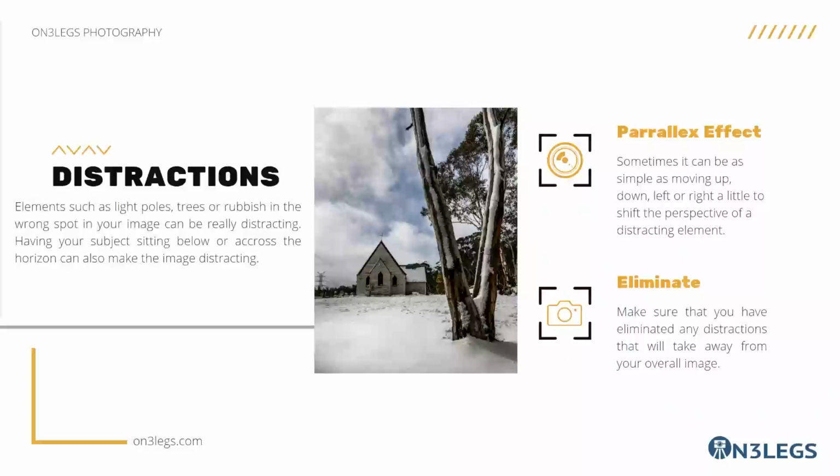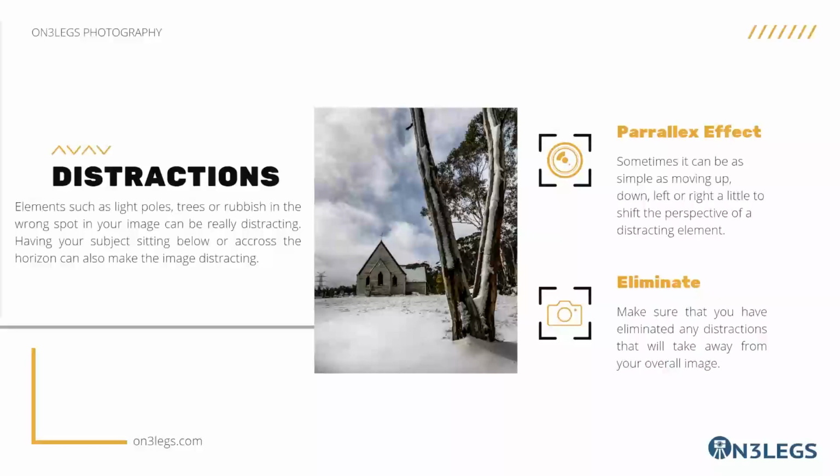Third one is then look out for distractions. Elements such as light poles, trees, rubbish, vehicles, anything like that in the wrong spot in your image can be really distracting. So having your subject also sitting below or across the horizon can also make your image distracting. So there's some few things that you can do. The first one is to understand parallax effect, which is something as simple as moving up, down, left or right a little will shift the perspective of a distracting element.